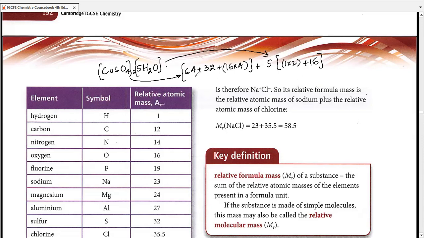Okay, so when you calculate this whole thing, this is going to be 64 plus 32 plus 64, and plus 5 into 18, which is 90. So 128 plus 32 is equal to 160. So it's 160 plus 90, with the answer to which is 250. Easy enough? Yes, sir. Good.